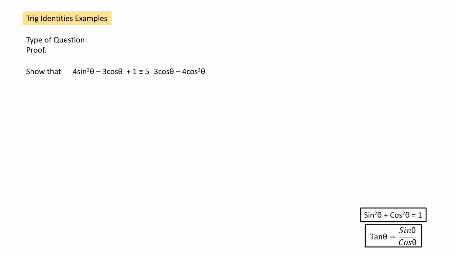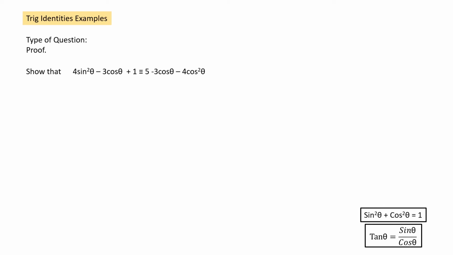Welcome back. In this video, we will do a couple more questions using trigonometric identities. First one is a proof. We are asked to prove 4 sin square theta minus 3 cos theta plus 1 is equivalent to 5 minus 3 cos theta minus 4 cos square theta.